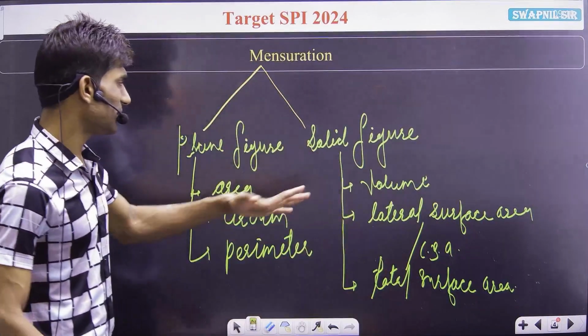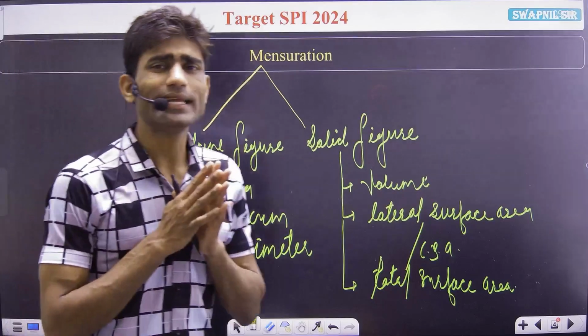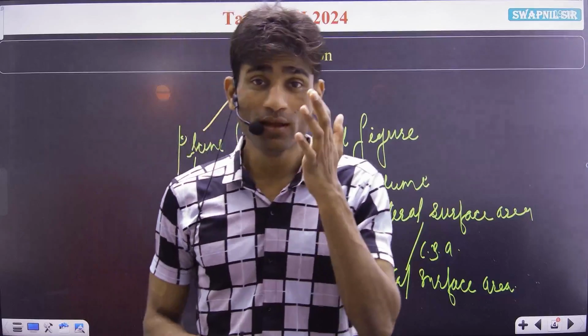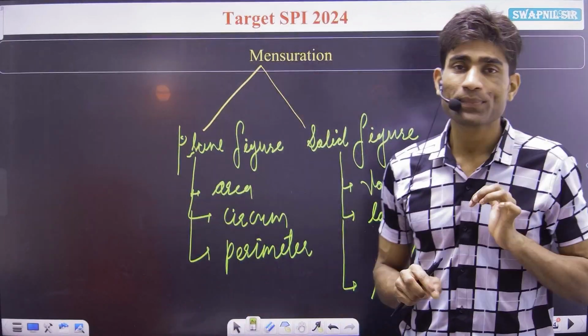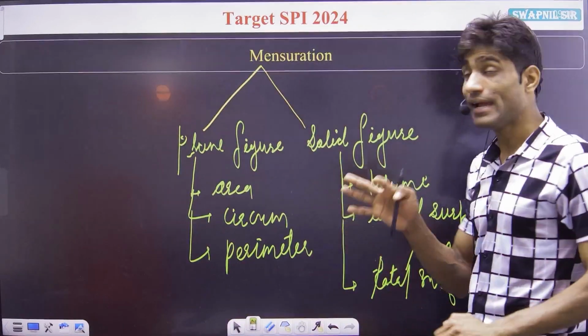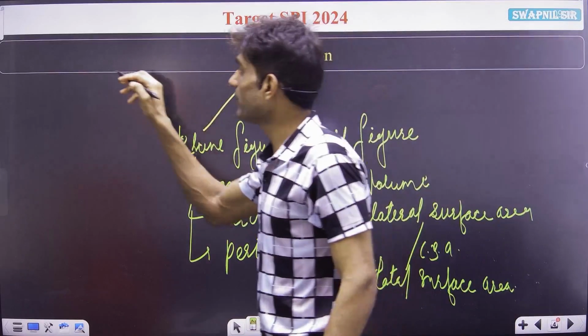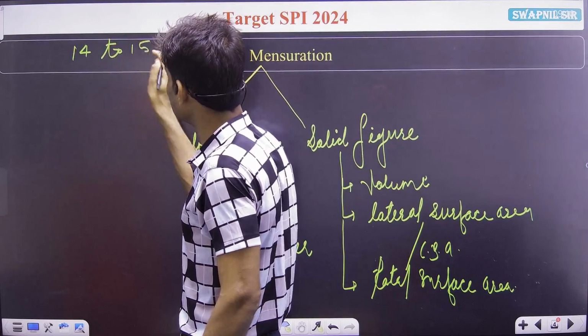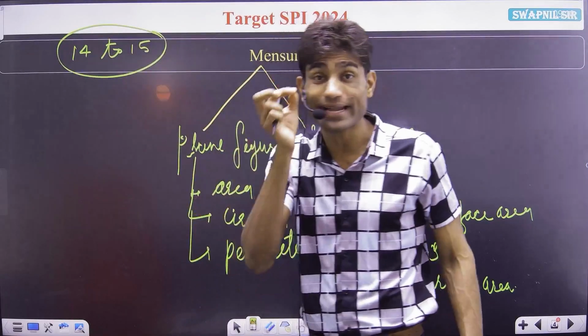These are the concepts we are generally going to deal with in today's lecture, okay? And all are important in perspective of your upcoming SPI exam, okay? Now how many questions are important here? Like 14 to 15 questions. At least you will get 14 to 15.